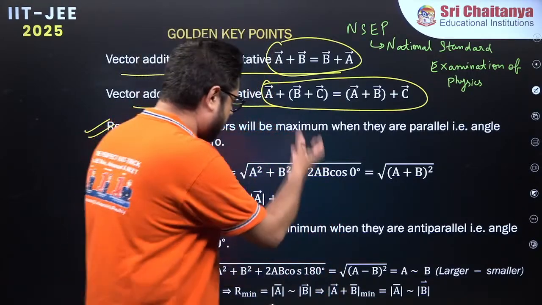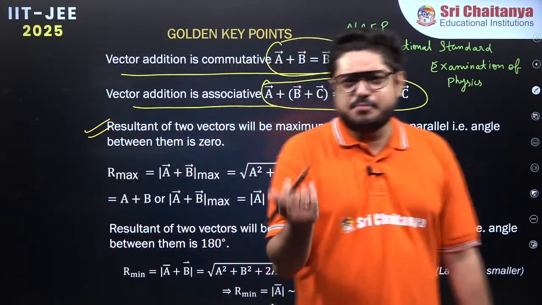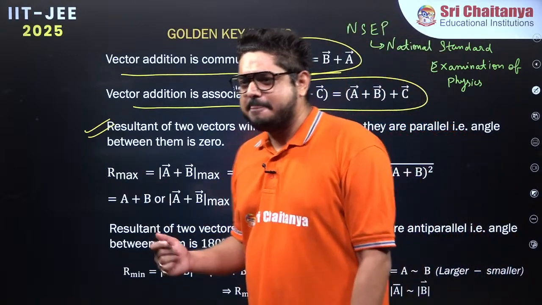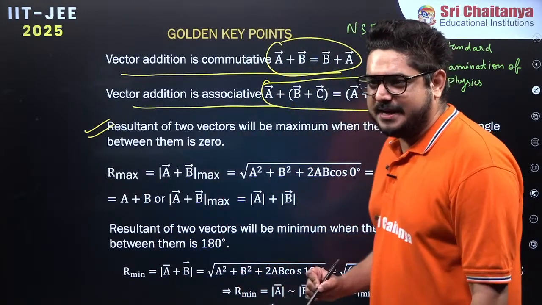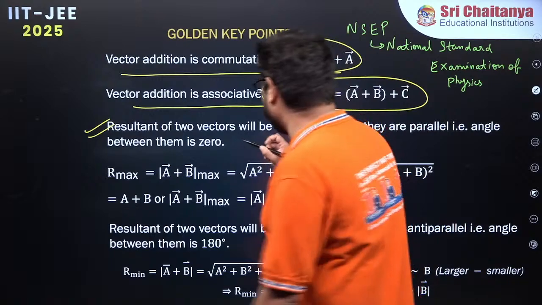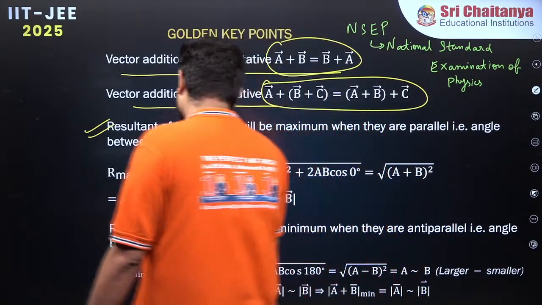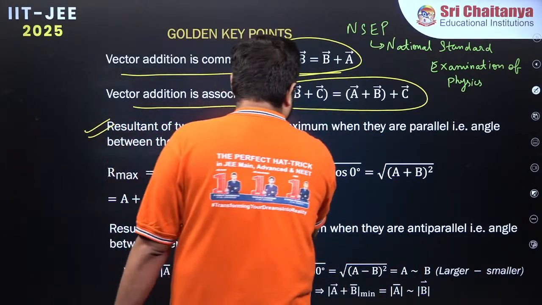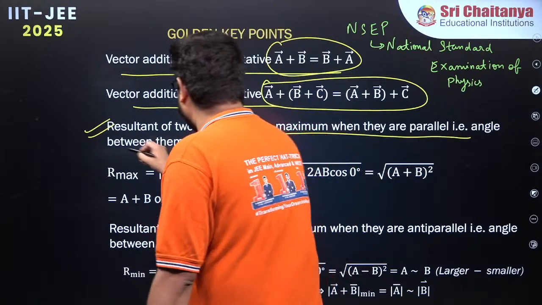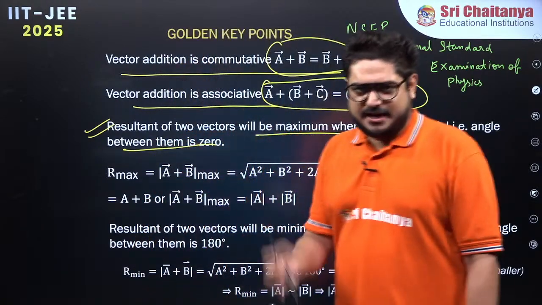So that's why I came through these important points in this PPT. Now you can see, it's 10th of May. Now what we are going to do is R max. The resultant of two vectors will be maximum when they are parallel, that is, the angle between them is 0. You know that, we have seen that, isn't it?